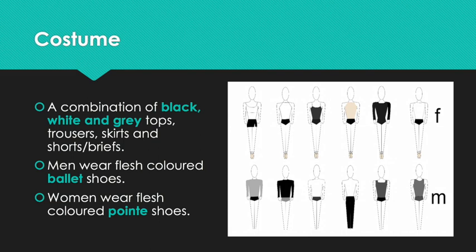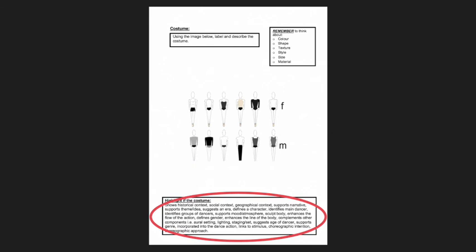The men wear flesh-coloured ballet shoes and the women wear flesh-coloured point shoes. Why do you think McGregor chose to have similar costumes with a variation in colour? Think about the choreographic intention and stimulus. Now, go through and highlight if the costume suggests a certain aspect about the piece.